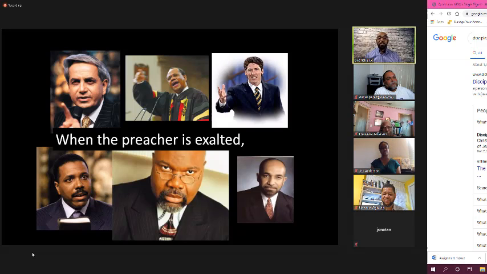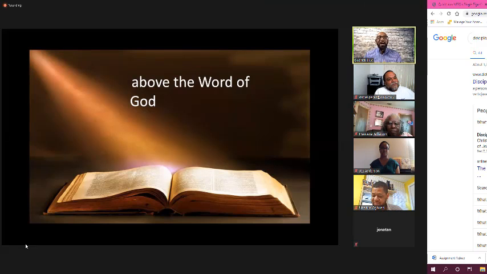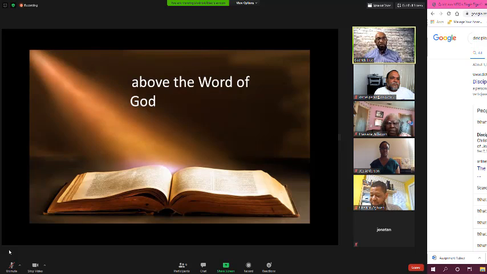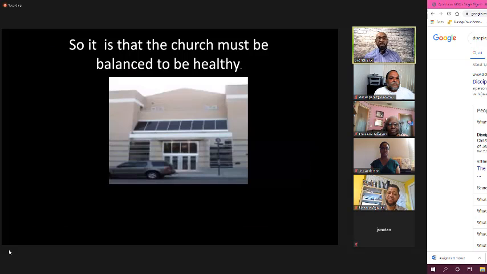When the preacher is exalted, these are some of the greatest preachers in America. You have Joel Osteen, Calvin Butts, Benny Hinn, Creflo Give Me Your Dollar, T.D. Jakes, and Dedrick Blue, the greatest preacher of all. Anyway, when the preacher is exalted above the word of God, then the church is out of balance. Why? Because at that point you have unbalanced discipleship, where discipleship centers around a man and his ideology and his philosophy and his theology, and not around the word of God. So you have that imbalance in the system and the church is out of balance.